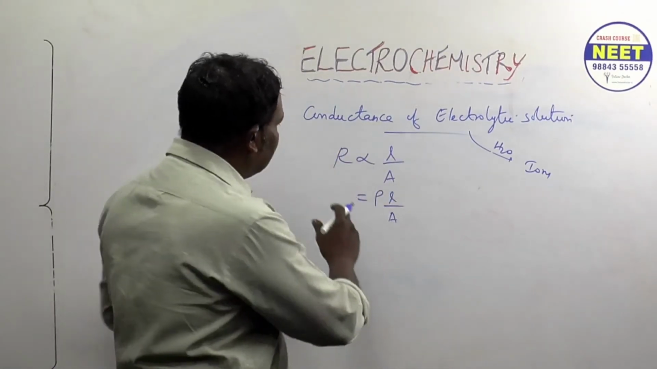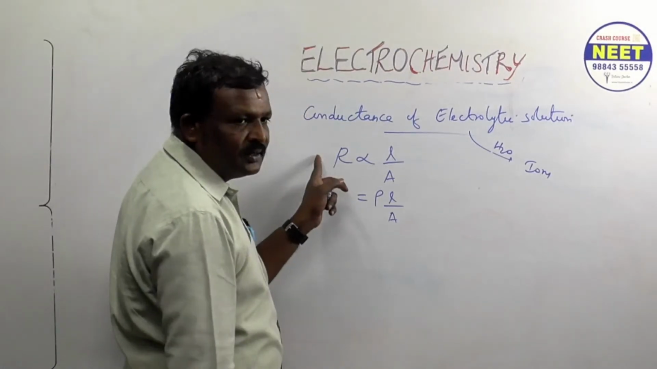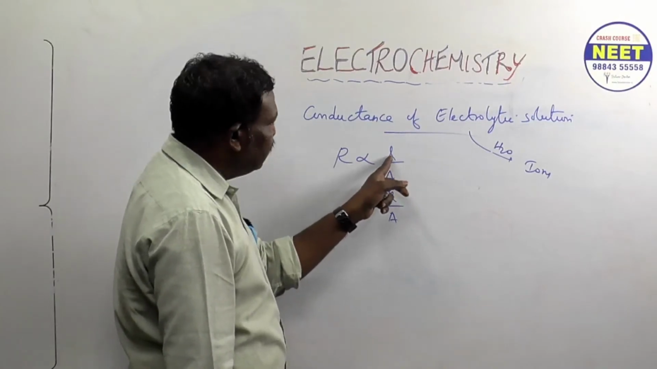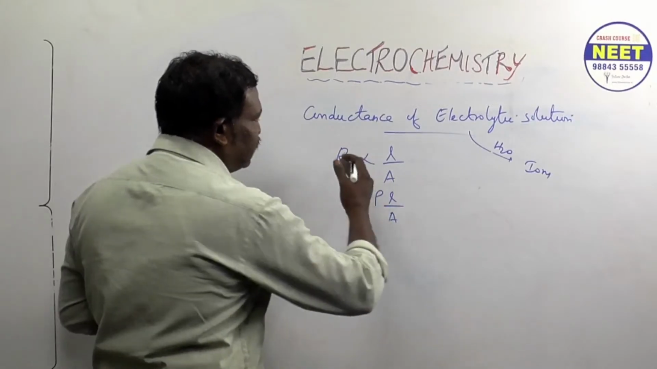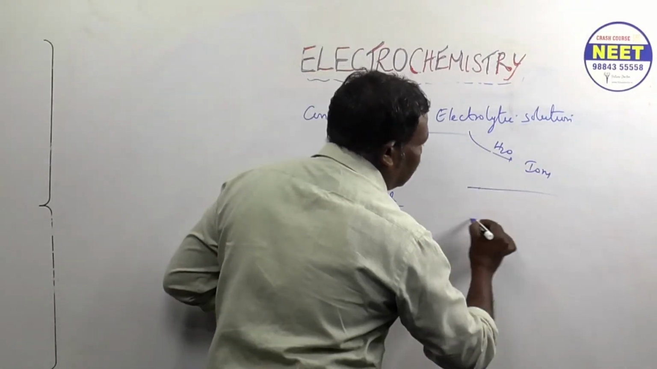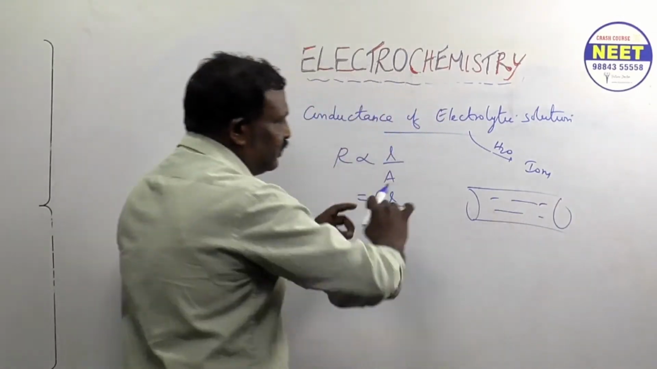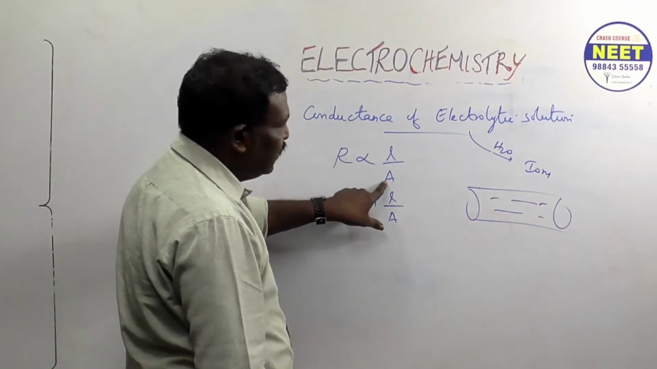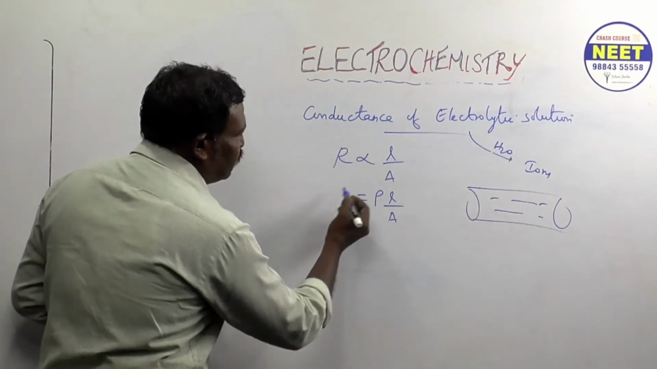So what's the relation? R is nothing but what? Resistance of the electrolytic solution is directly proportional to the length of the solution and inversely proportional to the area of cross section. If the length of the solution increases, resistance also increases, but the area of cross section and resistance are inversely proportional. Based upon this, we are going to have some small derivations.